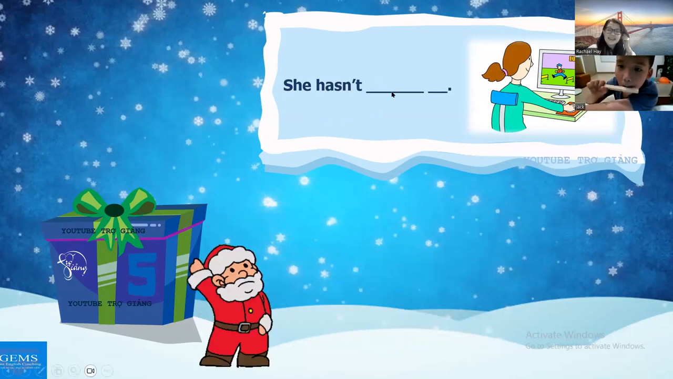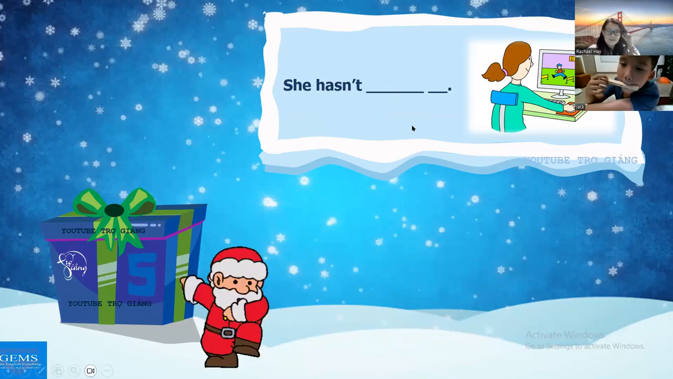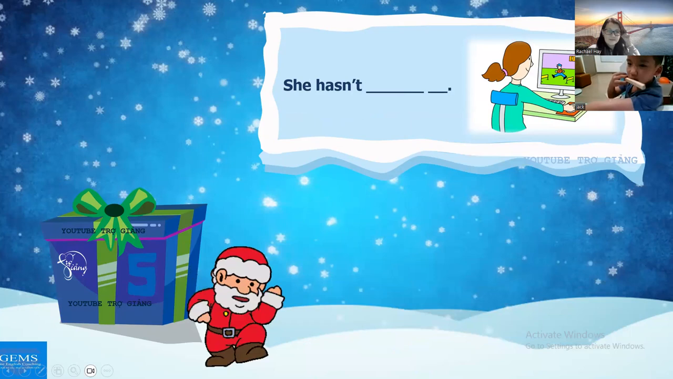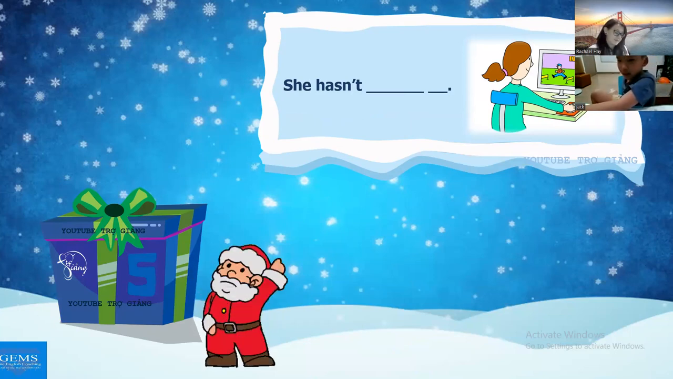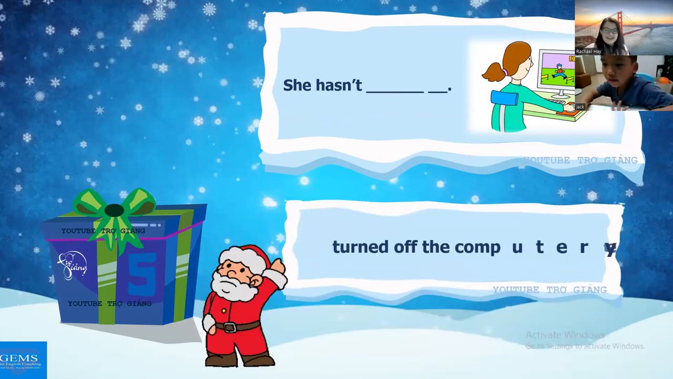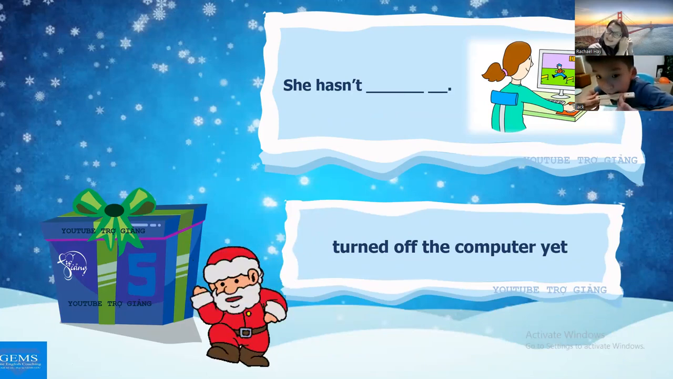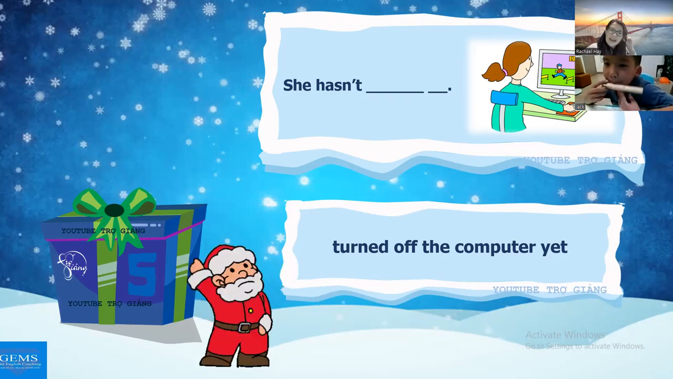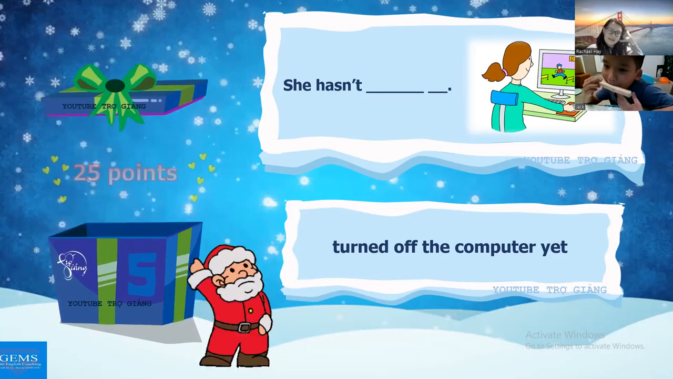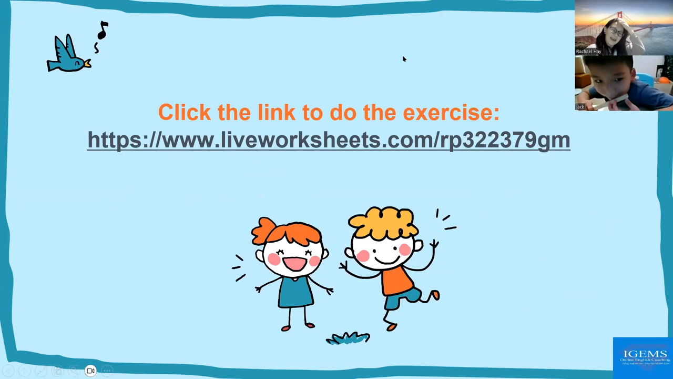Okay, she hasn't. She hasn't. I don't know. She hasn't turned off the computer yet. Because she's still playing a game. Okay, let's review. We have a live worksheet to do. Okay.